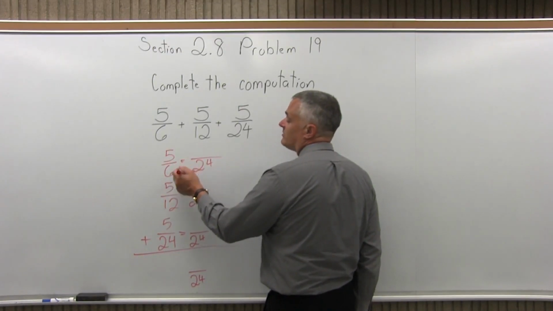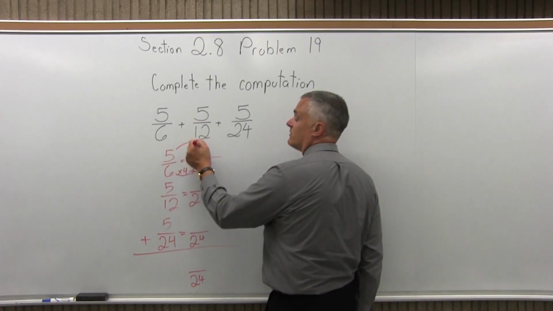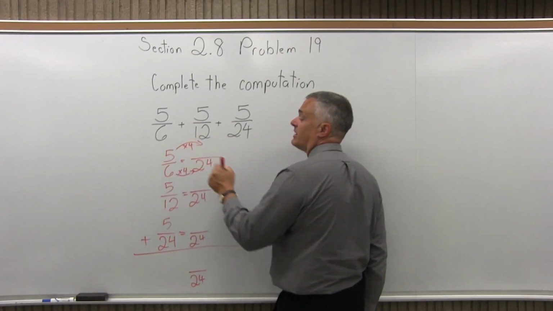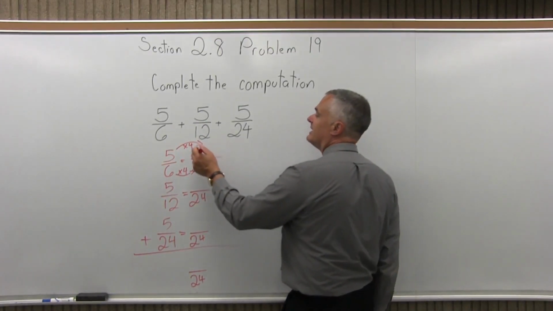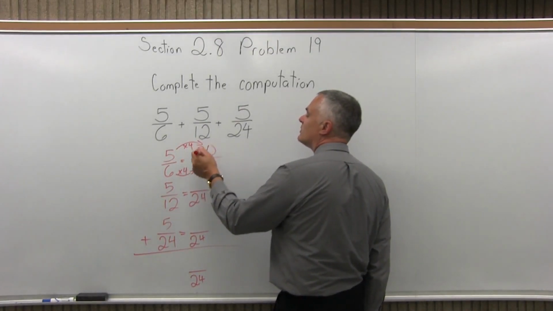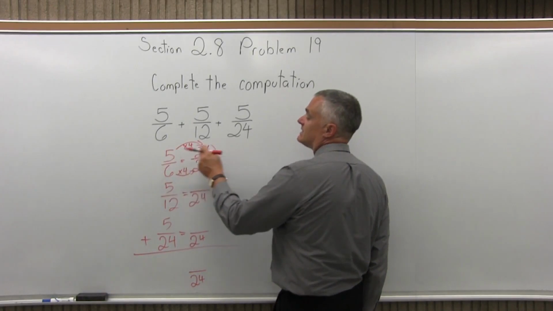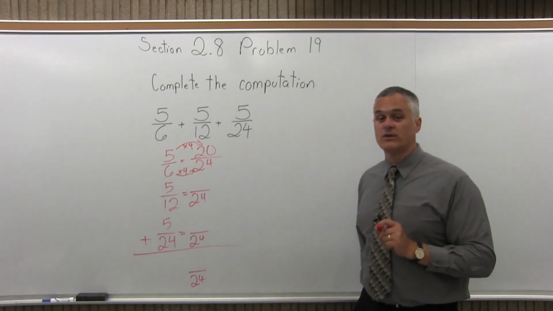6 times some value became 24. That some value must be 4. 6 times 4 is 24. So the numerator gets multiplied by the same value, in this case times 4. 5 times 4 is 20. So this is the first fraction. 5 over 6 has an equivalent fraction of 20 over 24.